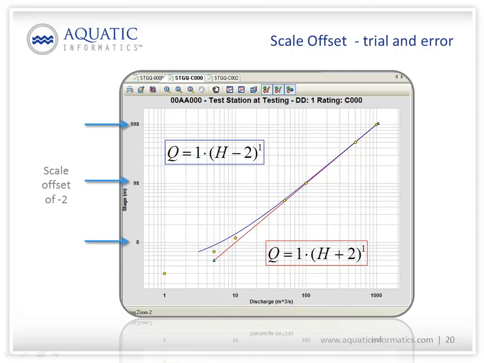One way we can come up with what our point of 0 head offset value should be is by trial and error, by manipulating our scale offset until we see our measurements falling into a straight line, as shown with how we've manipulated the scale offset to make our red line from the previous slide into a straight line.